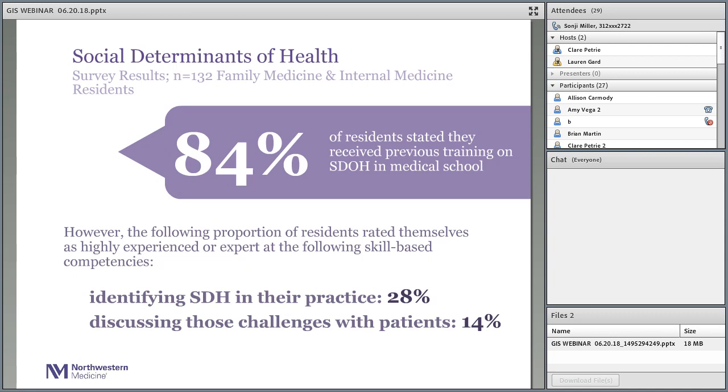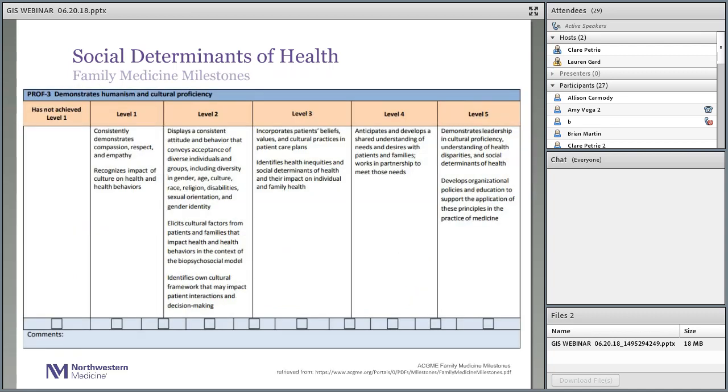So just like EKG interpretation is a key piece of training in family and internal medicine residency, so is identifying and addressing social determinants of health. So if we would find new ways to teach EKGs, we should find new ways to teach social determinants of health as well. It's also our job to do that.